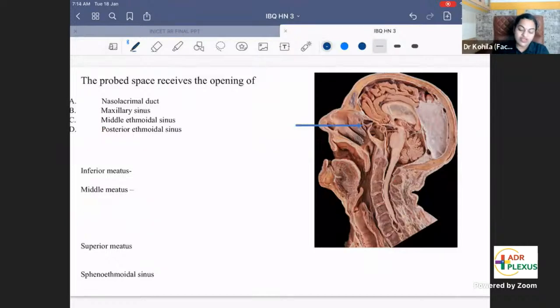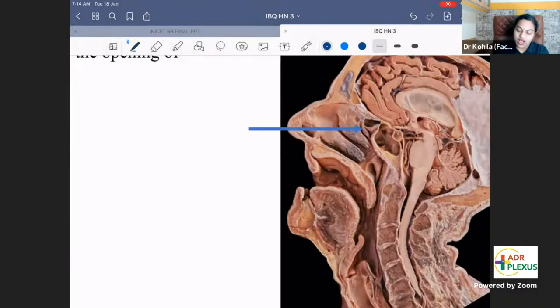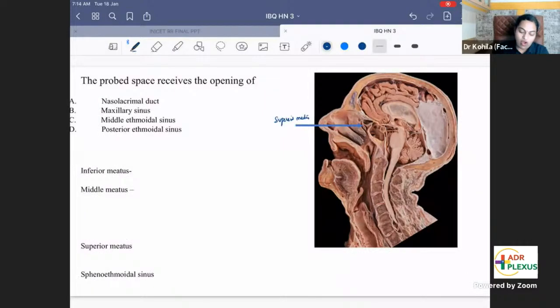The probe space receives the opening of... come on, waiting for your answer. Yes, answer please. What is the probe space? The arrow is above the middle meatus, so it should be into the superior meatus. The superior meatus receives the opening of posterior ethmoidal sinus. Okay, the inferior meatus is this space, middle meatus is this, superior meatus is this. Sphenoethmoidal recess will be in front of your sphenoidal sinus. Inferior meatus receives the opening of nasolacrimal duct.